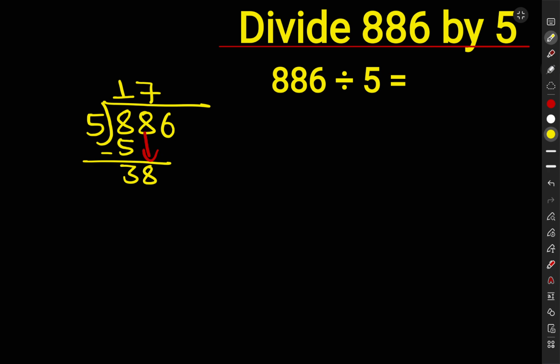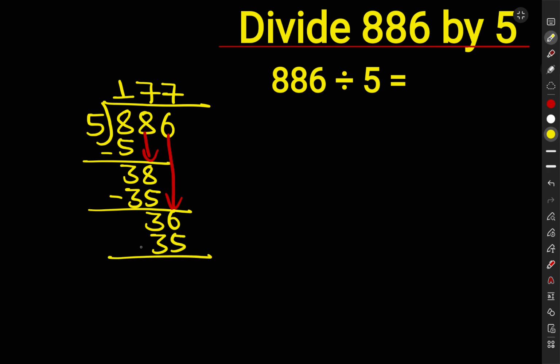5 times 7 is 35. On subtracting we get 3. So again we put down this 6 and it is 36. 5 times 7 is 35. On subtracting we get 1. And now we have no other number to put down.